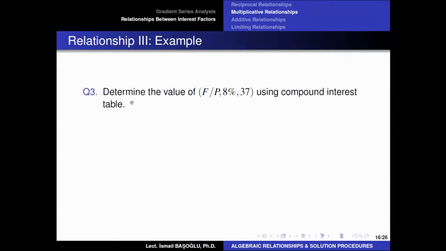For example, in this question, we are asked to determine the value of the single payment compound amount factor at 8% interest rate for 37 years. And it asks us to calculate this value using a compound interest table. Okay. Now, we are going to check the table for that, but when you check the table, you will realize that on the page that belongs to 8% interest rate, there is not a row that corresponds to 37 years of investment.